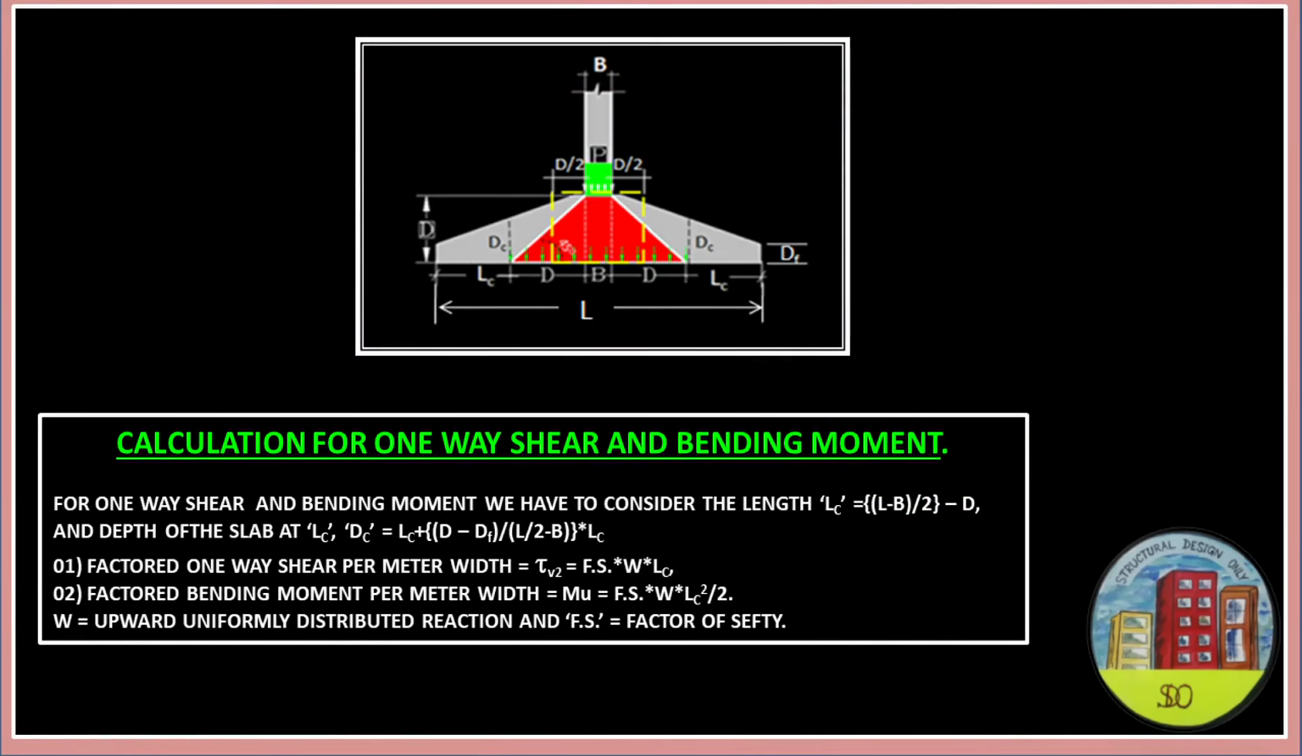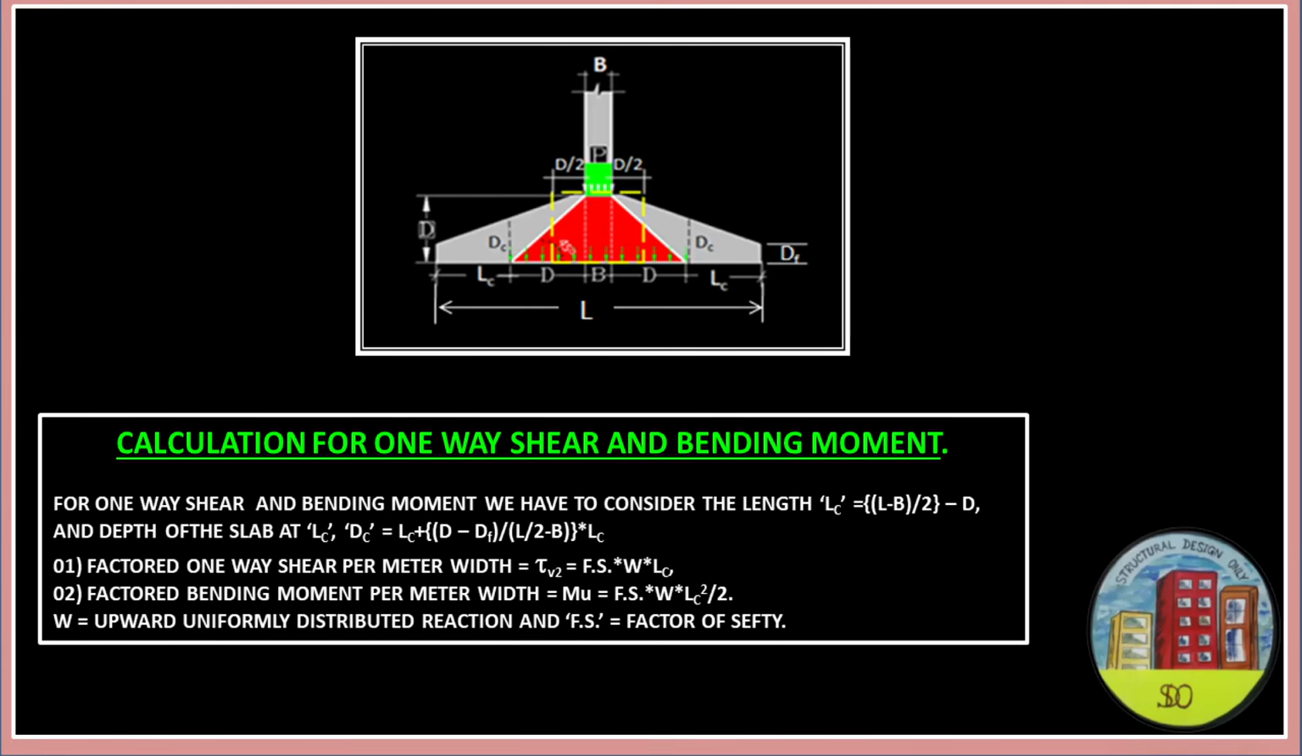Calculation for one-way shear and bending moments. For one-way shear and bending moment, we have to consider the length LC, that is LC is equal to (L minus D) divided by 2 minus D. And the depth of the slab at LC is equal to DC is equal to LC plus D minus DF divided by L by 2 minus B into LC.